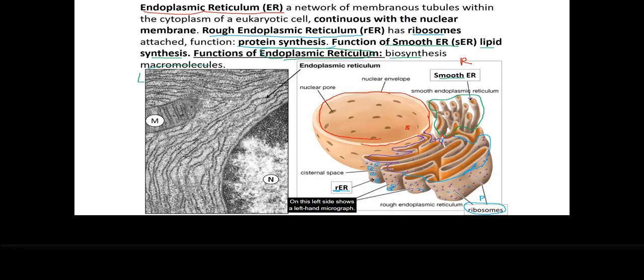On the left side is shown an electron micrograph. We see here part of the nucleus. This is the nuclear membrane. And we see mitochondria here, a little part. How do we know? Because we see the cristae inside of the membrane. So this is a mitochondrion. But what is this, very close to the nucleus? All this membrane has little dots sitting on it. It's ribosomes. So this, very close to the nucleus, is our rough endoplasmic reticulum.